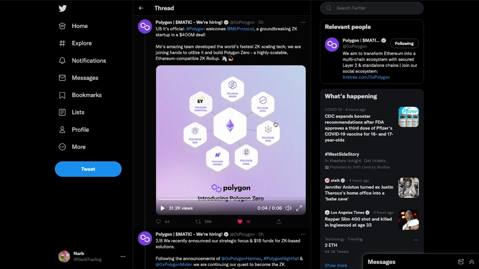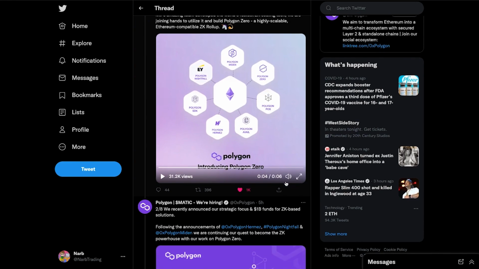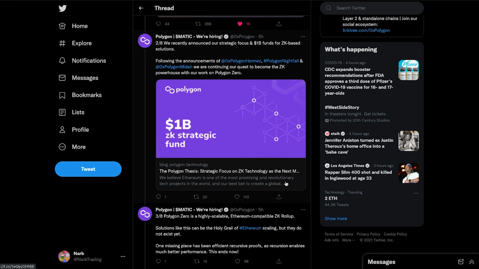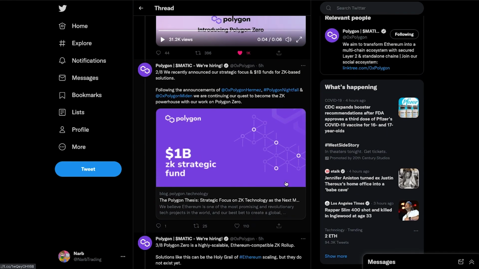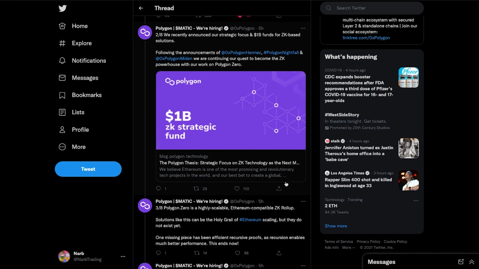So right off the bat, the world's fastest ZK scaling tech really catches your eye, and it seems like Polygon really wanted to bring this fourth ZK solution in to kind of complete or become a full-on ZK powerhouse like they've been saying. I think it's certainly fair to say at this point that Polygon is leading the zero knowledge space, and they clearly understand how powerful and important this technology is for scaling Ethereum.